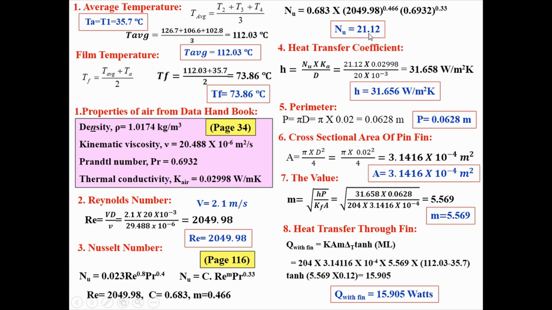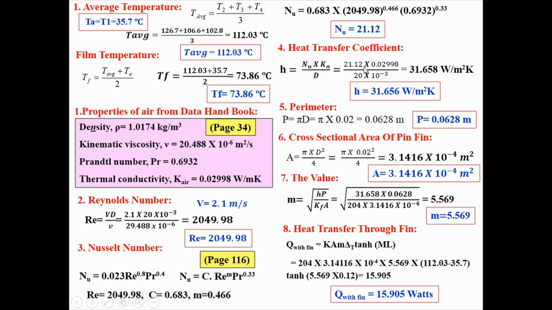Once the Nusselt number is calculated, you can easily determine the heat transfer coefficient theoretically. What is the convective heat transfer coefficient equation by the theoretical method? You can see here now. That is h is equal to Nu into Ka divided by D, because the fin is horizontally placed, that is D here. Now I will substitute the values here.